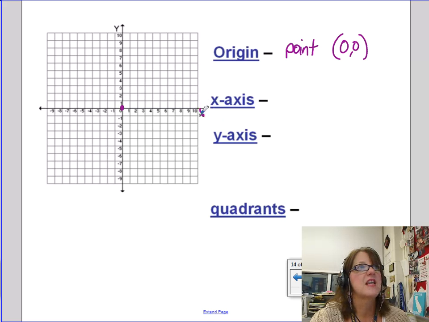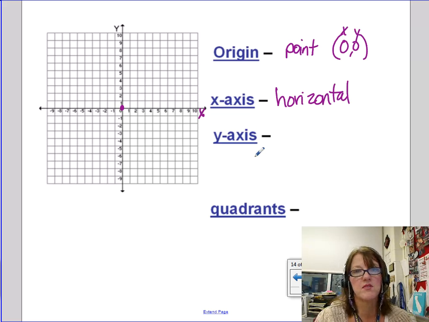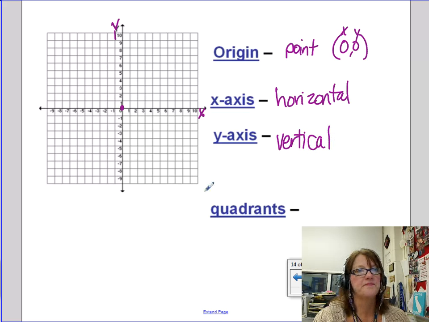The x-axis is the horizontal one. It's the horizontal number line. It's also always the value that is named first in your ordered pair, so it's always the left-right direction. The y-axis is this guy. That's your vertical, and it always represents the second value in your ordered pair.